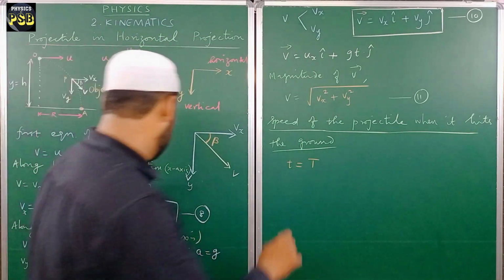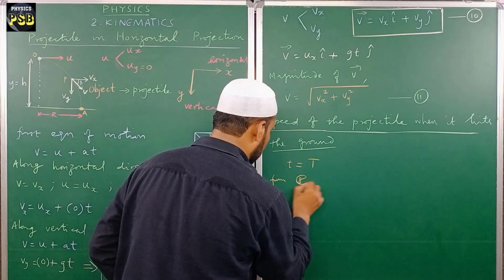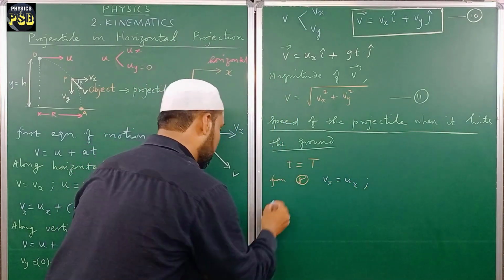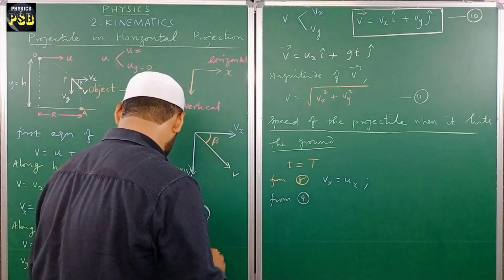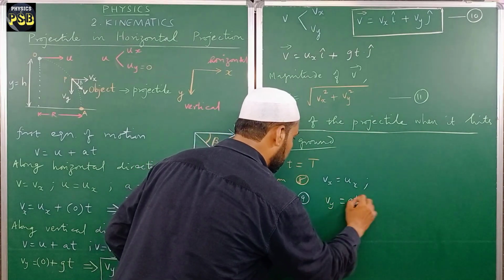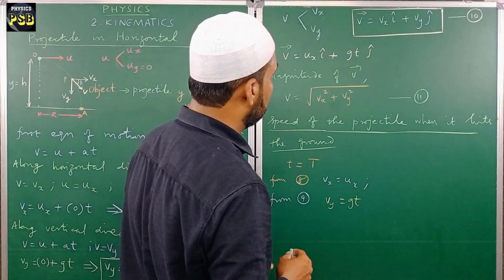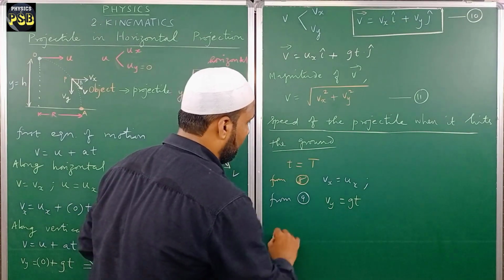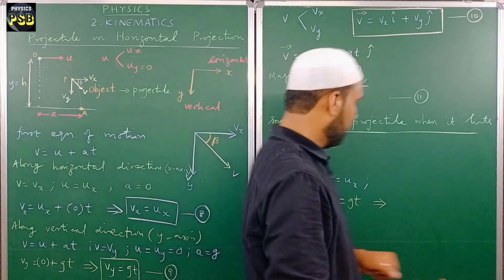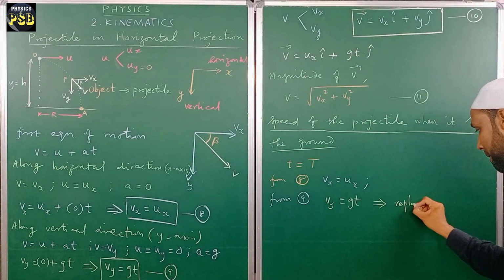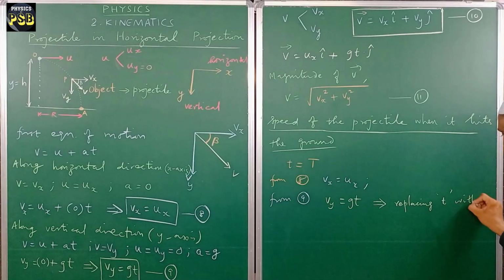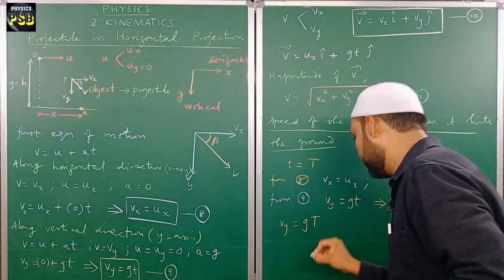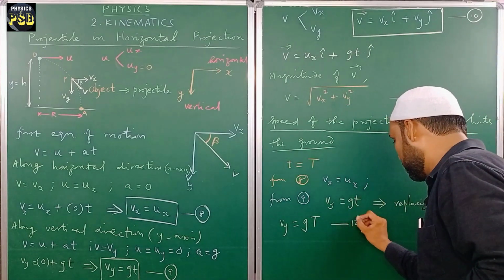So Vx is taken as Ux. I'll use equation number 8: Vx is taken as Ux, then from equation number 9, Vy is taken as gt. Fine. Now this I am going to substitute in equation number 10. Now before that, I am going to replace small t with the capital T. What I get is this new equation for Vy, which is g multiplied with the capital T. I take this as equation number 12.